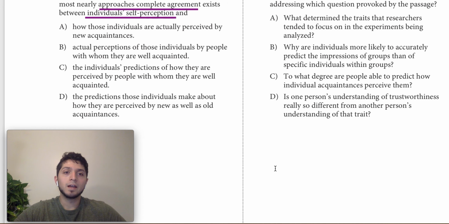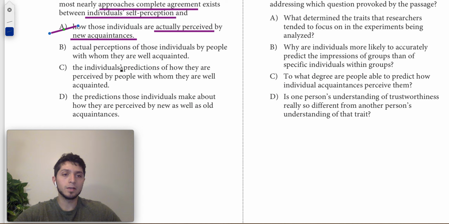A says the complete agreement exists between individual self-perception and how those individuals are actually perceived by new acquaintances. So here we're talking about the distinction between self-perception and actual perception, which is not what we want. We want self-perception versus prediction. And then we're also talking about new acquaintances, not people who know us well. So for that reason, A is wrong.